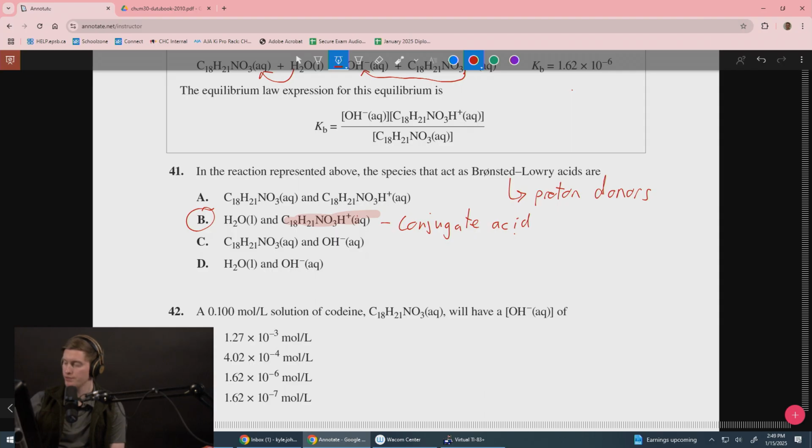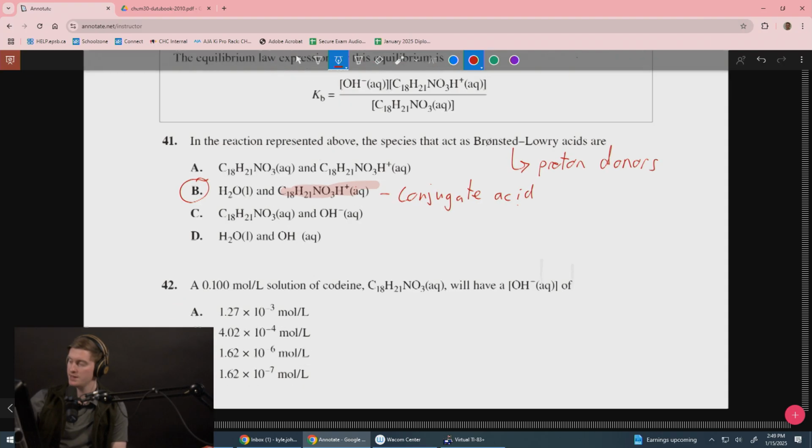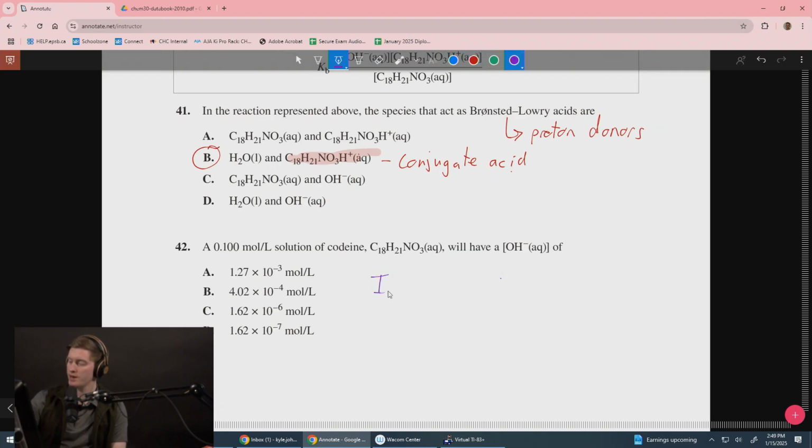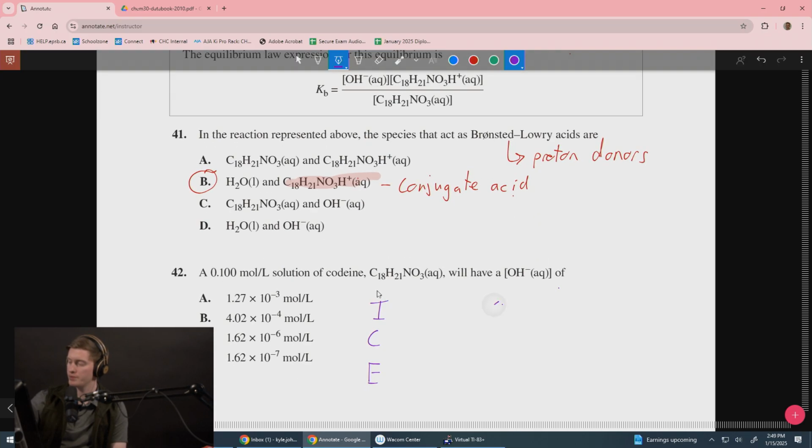A 0.100 mole per liter solution of codeine will have a concentration of hydroxide ions of what? Here's an ice table question. Normally I write out the reaction here, but this is a large molecule to write out, and the reaction is just above. So our initial concentration of, I will write out the reaction. Don't be lazy, Kyle. So I'll write out our reaction here. Here's our codeine plus our water is going to form our hydroxide and our conjugate acid.